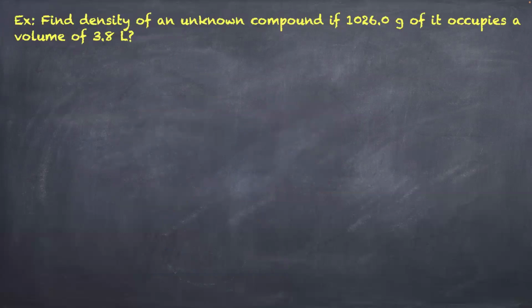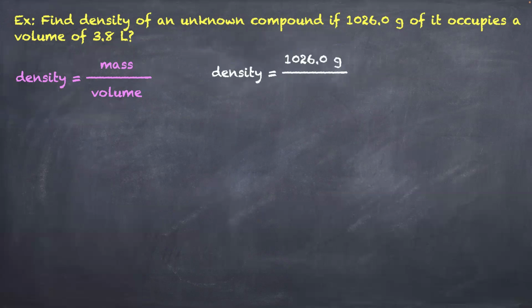The first example says, find the density of an unknown compound if 1026 grams of it occupies a volume of 3.8 liters. First thing is we have to write the formula for density, which is mass over volume. Then we can simply plug in the mass, which is 1026 grams. However, the volume has to be in milliliters. So we have to convert the 3.8 liters to 3,800 milliliters. And then by dividing the two, we can find the density. So it's 0.27 grams per milliliter.